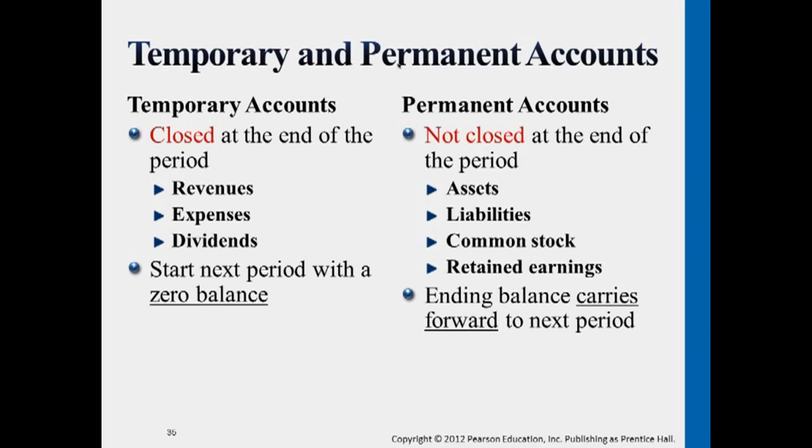So permanent account balance carries forward to the following period. Meaning if December 31st, there's $5,000 left in cash for 2012, then January 1st, 2013, you start from $5,000. Whatever is the balance that you see at the last day of 2012, that would be the balance that you see in the beginning of 2013. This is what it means by ending balance carries forward to the following period.